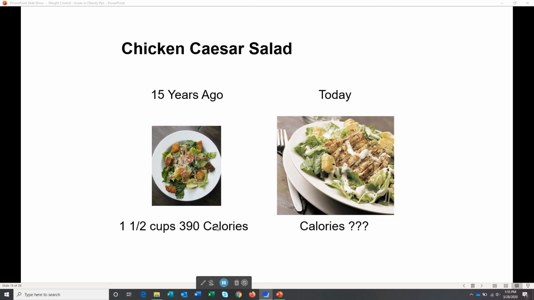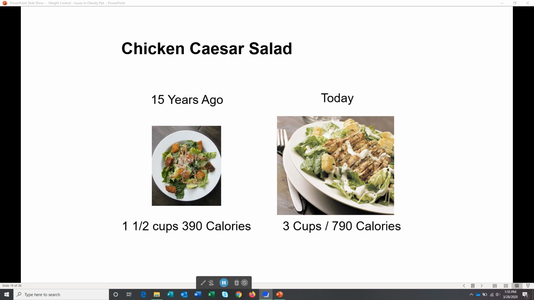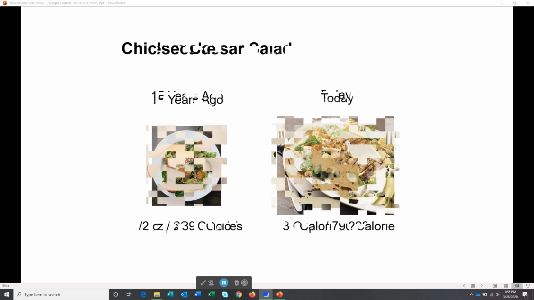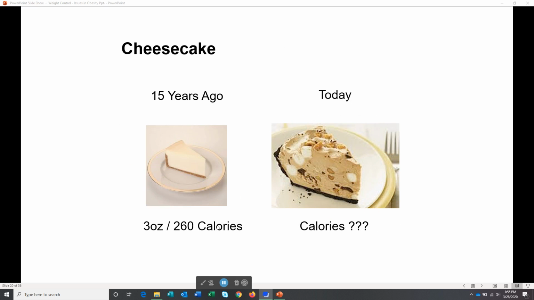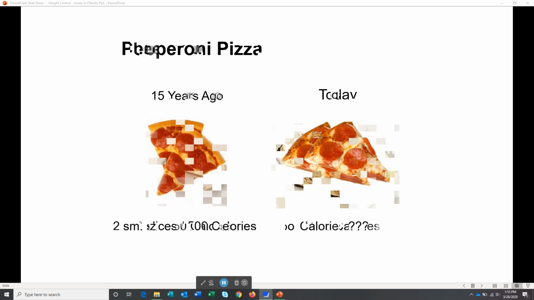15 years ago, chicken Caesar salad was only 1.5 cups per serving. Today, we're serving 3 cups and it's almost 800 calories, more than doubled. Cheesecake, 3 ounce, 260 calories. Okay, doable. Today, we double it, 6 ounces and nearly 2.5 times higher caloric intake with that slice of cheesecake.